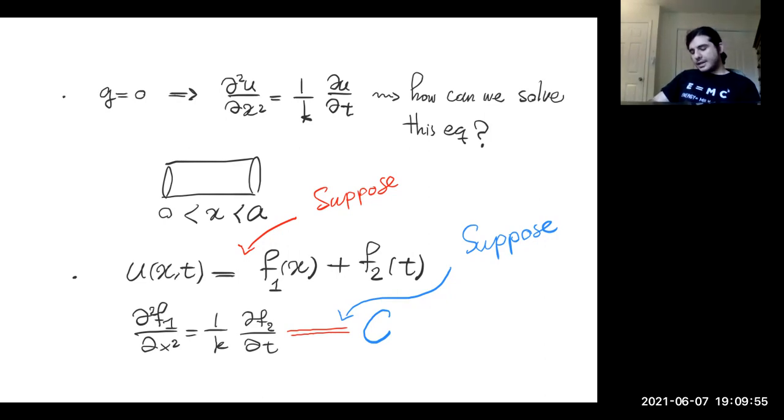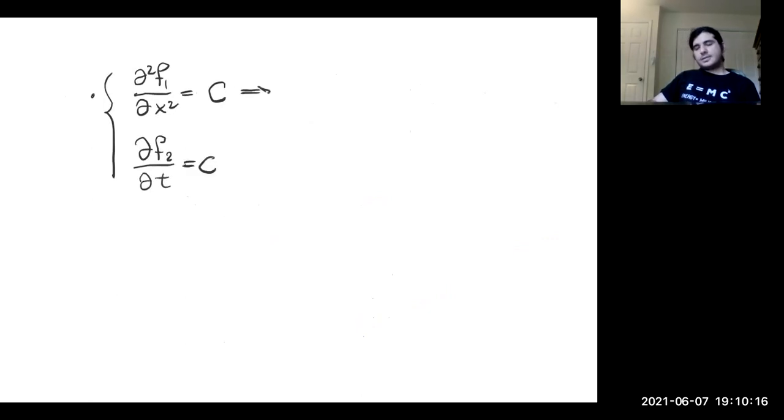So if that's the case, it would give me two other equations, right? One equation would be the second derivative of f1 with respect to x is equal to a constant, and the derivative of f2 with respect to t is a constant. Well, let's integrate both sides. It means the second derivative of f1 is constant. This is derivation with respect to x.